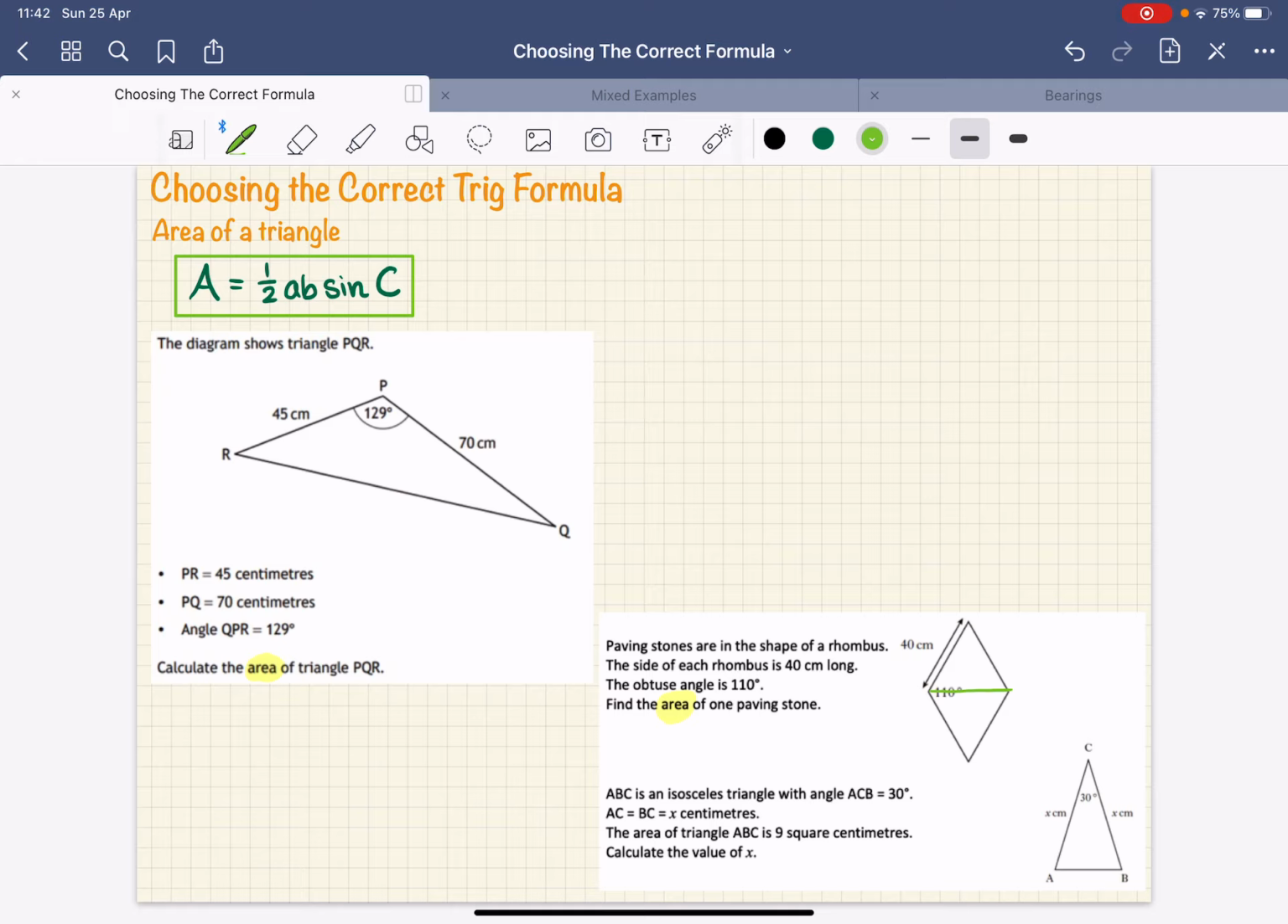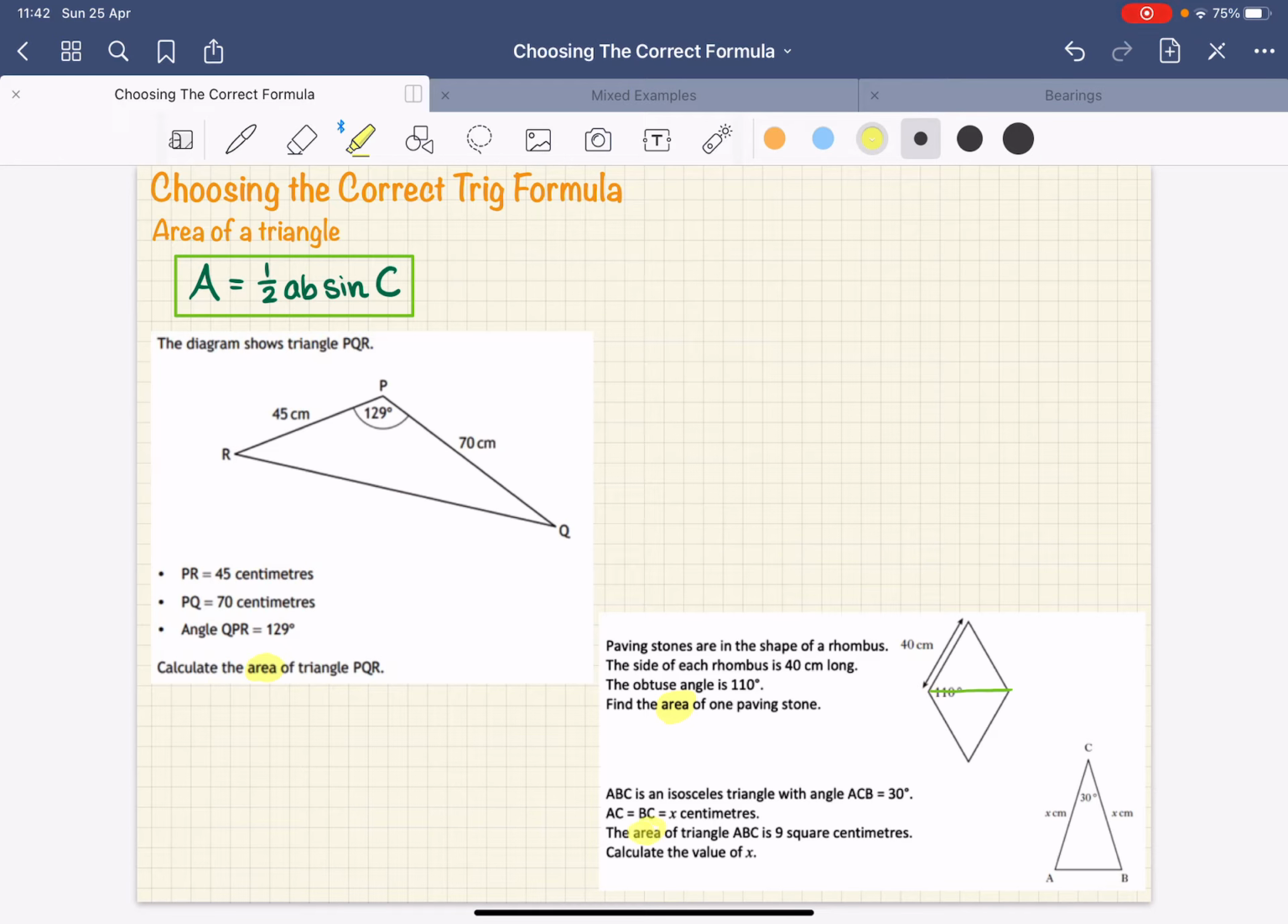And this last one down here. So this one's a little bit different, where we've got ABC is an isosceles triangle with angle ACB equals 30 degrees. AC equals BC equals X centimetres. The area of the triangle ABC is 9 square centimetres. Calculate the value of X. Now, in this case, we are not being asked to find the area of the triangle. However, we do have a triangle, we've got an angle, we've got some lengths that are missing, and we are still told about the area.